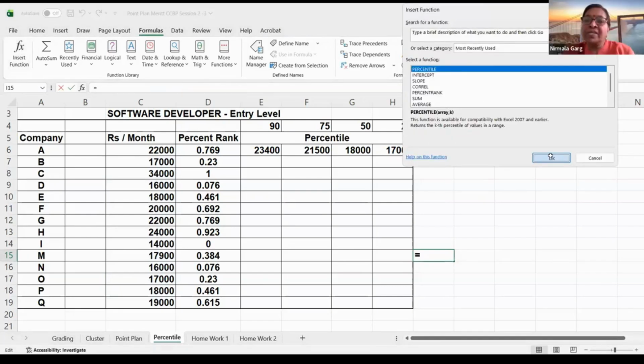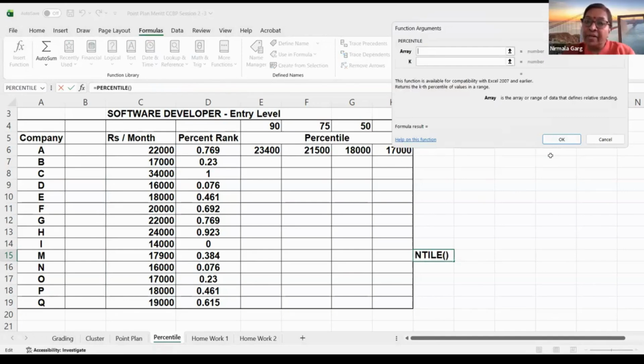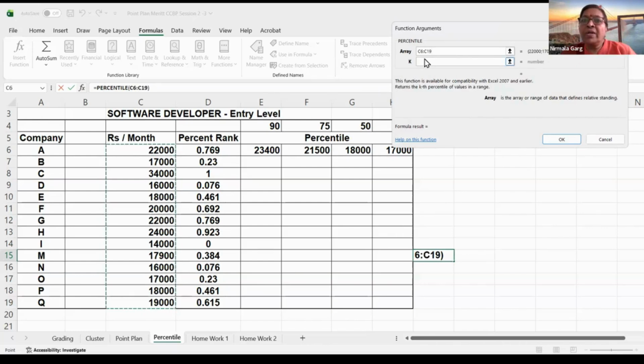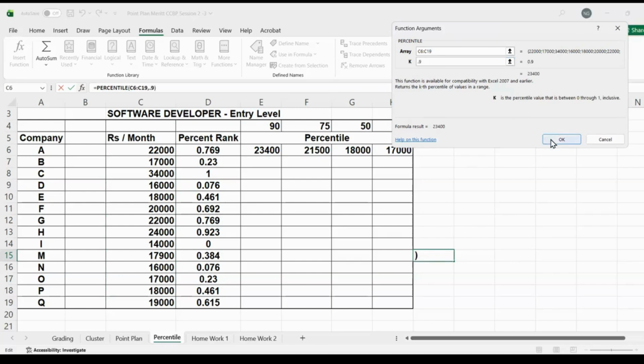Okay. Now it is asking for the array of data. The array of data will be represented by the market data you have collected. So this is your array of data. I've collected it from 15 odd companies or so. Now I'm taking all this data. Now I want the 90th percentile. So what will I put? 0.9. Okay.